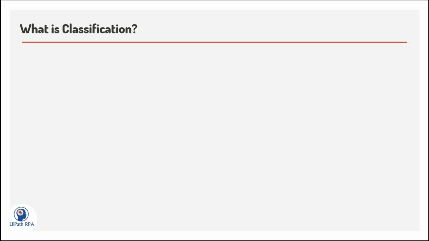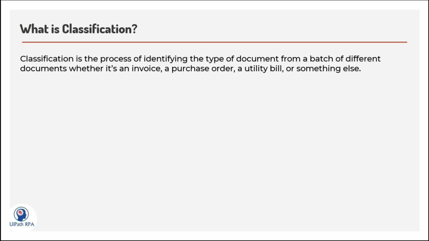So let's understand the definition of classification. What is classification? Classification is the process of identifying the type of documents from a batch of different documents, whether it's an invoice, a purchase order, a utility bill, or something else.